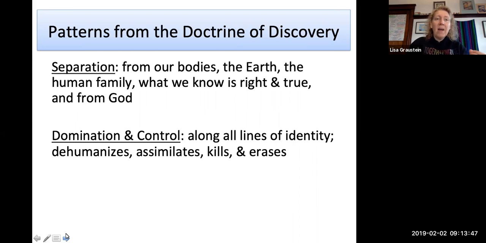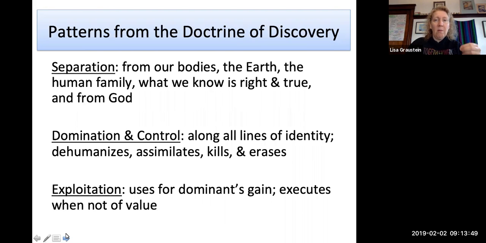And then the final pattern that is really strong that comes out of the doctrine of discovery is this right of exploitation. And that exploitation can be done for the dominance gain. So whoever is the dominant power structure gets to exploit people, resources, systems, communities in any way it wants for its own gain without thought to the long-term consequences. And when a person or a resource is no longer of value, it can be executed.